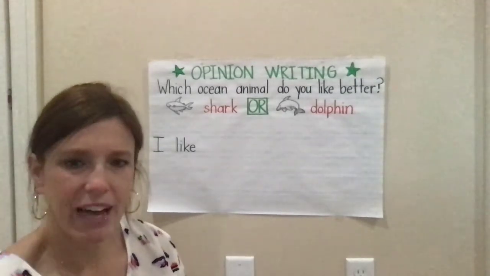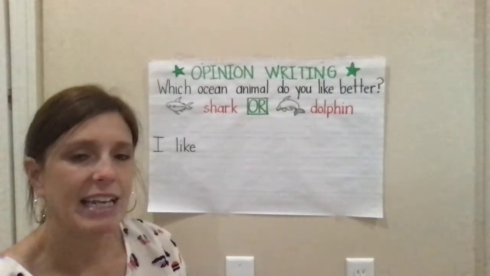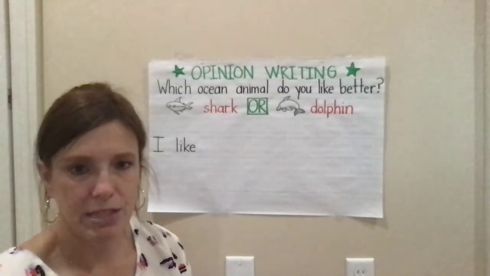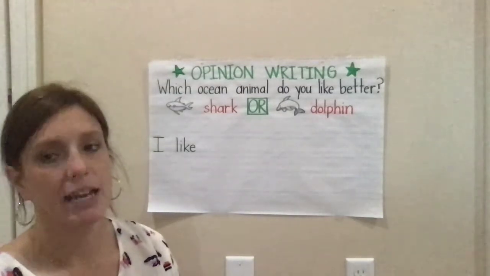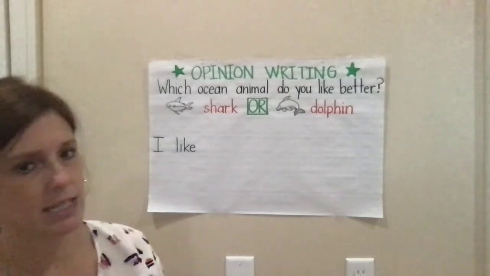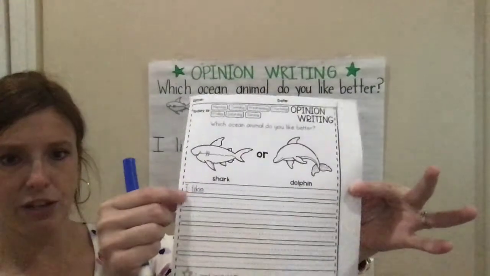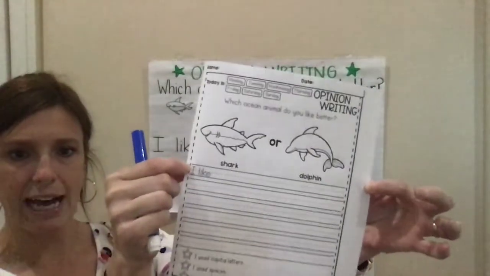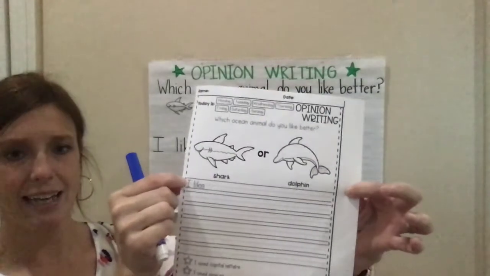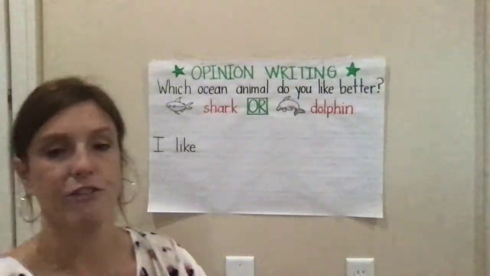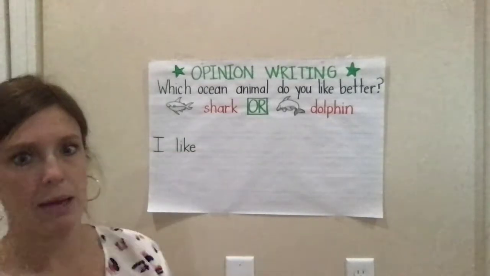Okay, maybe you have, maybe you haven't had enough time. Before we start writing, we also need to think about our steps that we have to remember in writing. The first thing is to always have a capital letter at the beginning of your sentence. And on your paper, they went ahead and started over here with the capital letter for I. And then the opinion word that they chose to use is like. So they have the word like already there for you. And I went ahead and put that on my paper just like it is on your paper.